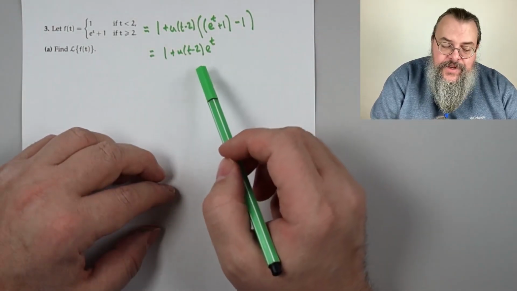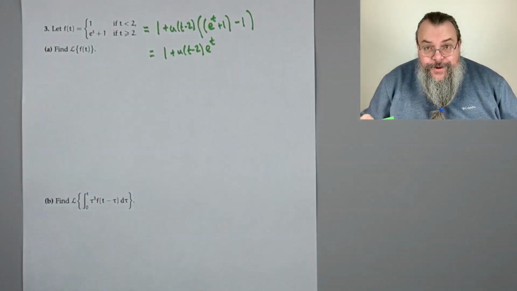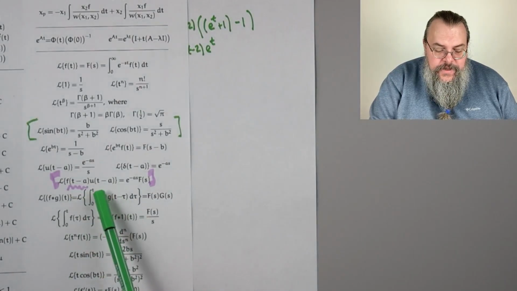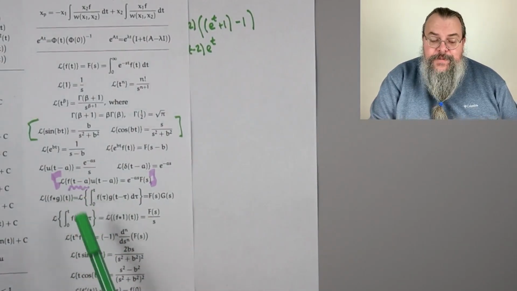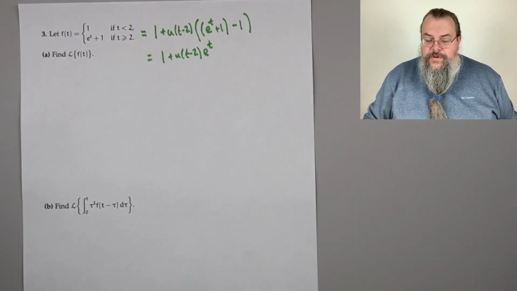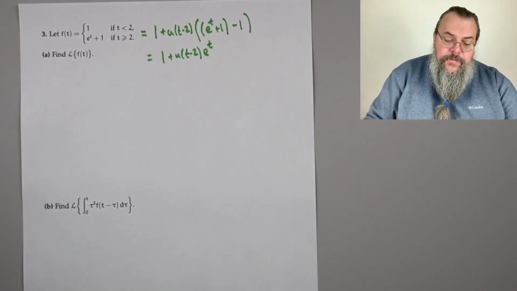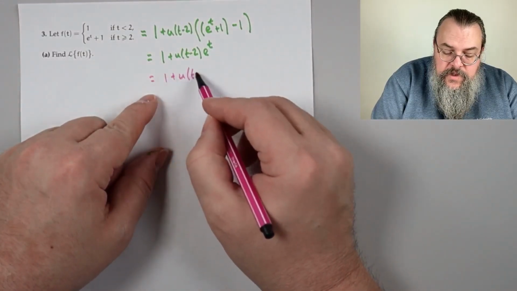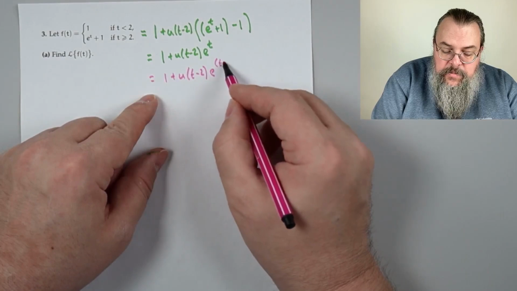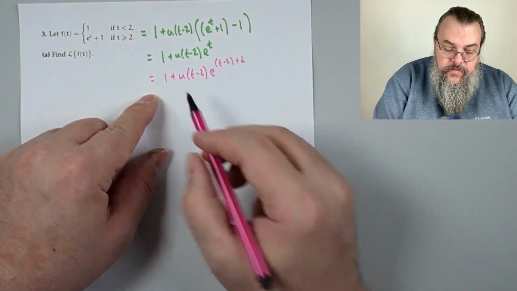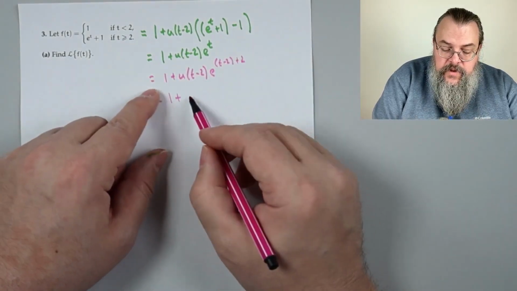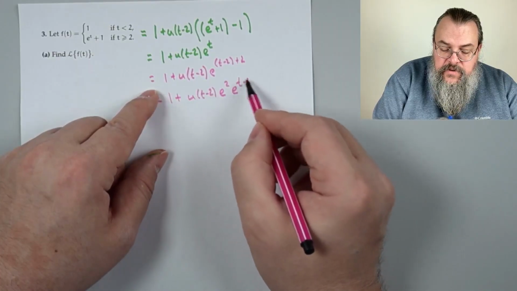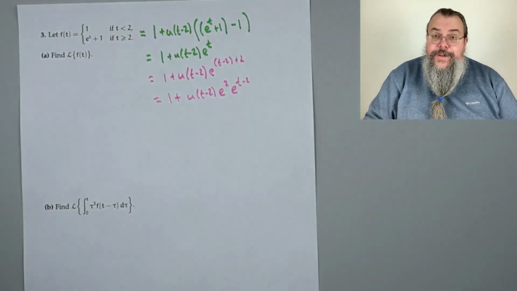Just by getting to this stage, we say, okay, well again, the rule for our unit step function says if we want a u(t-a), we have to make it f(t-a). So lo and behold, what happens? Well, we're going to say this is the same as 1 plus u(t-2) e^((t-2)+2), which is 1 plus u(t-2) e^2 e^(t-2). Okay, and now we're ready to go.